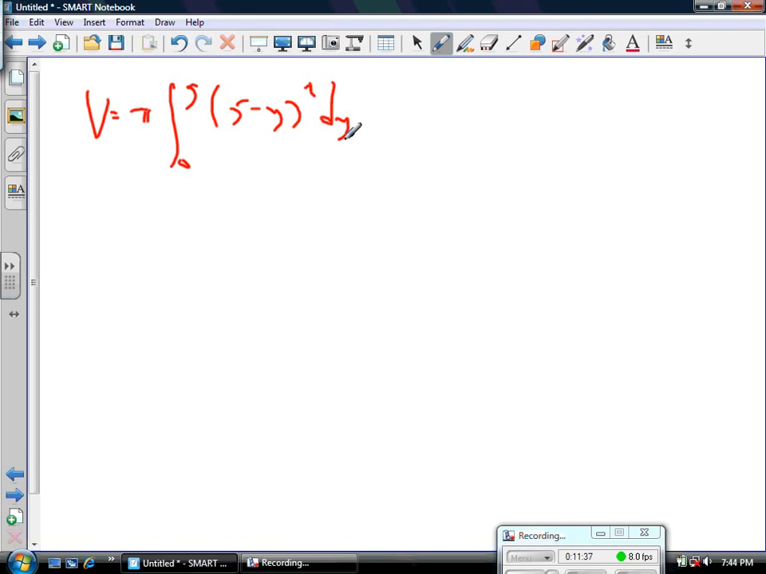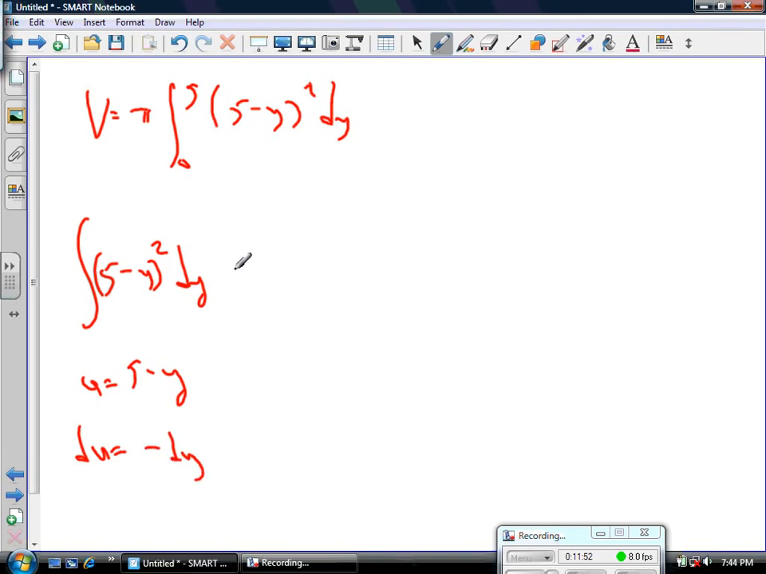U is. All right, so let's do the indefinite integral right here. Forget the 5 and the 0, just this much, right? A little scratch work over here. If U is 5 minus y, du is negative dy. So I'm going to replace dy with negative du, the integral of u squared, yes?